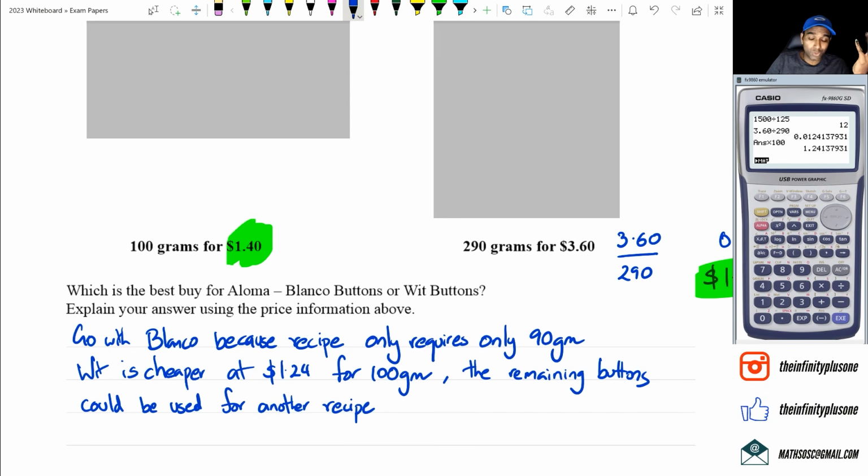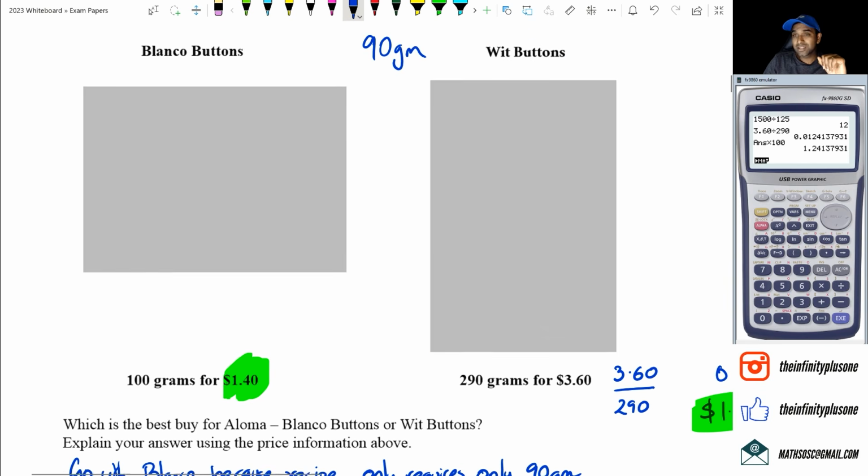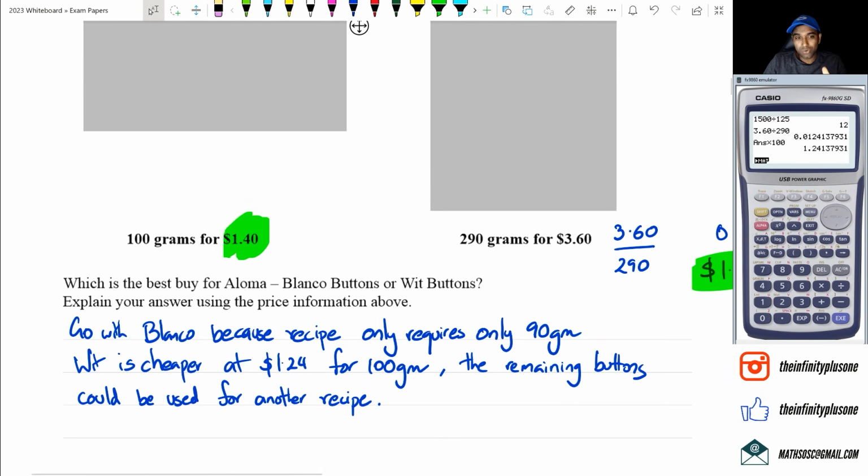So I think we all know this, right? When we're cooking, I don't know about you guys, but whenever I cook with chocolate buttons, I put half of it in the recipe, and the other half I'm just munching away. So if I were me in this case, I'd probably go for the white buttons, because 90 grams is going to go into the recipe, and the remaining 200 grams is going to go in my stomach, because that's pretty much what's happening with chocolate buttons, right?